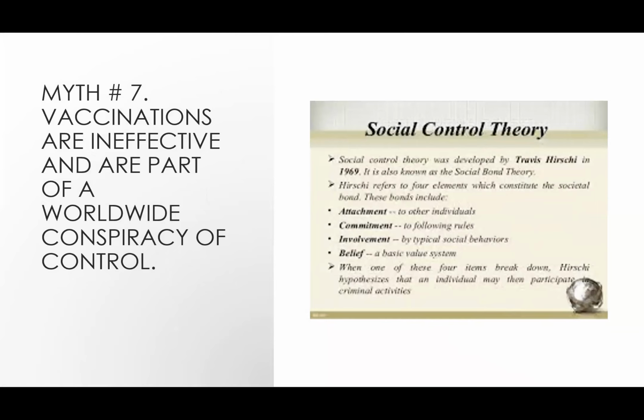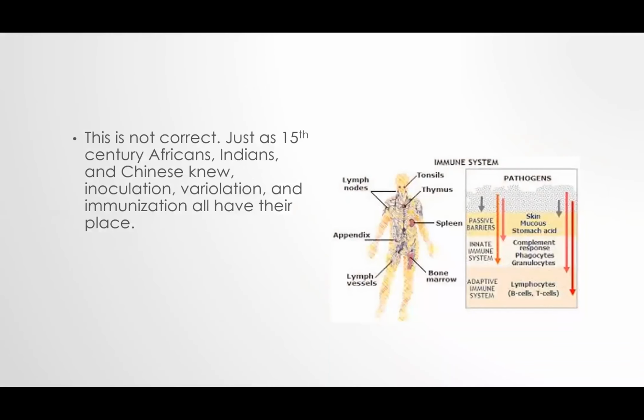Myth 7: vaccinations are ineffective and are part of a worldwide conspiracy of control. This is not correct. Just as 15th century Africans, Indians, and Chinese knew, inoculation, variolation, and immunization all have their place.